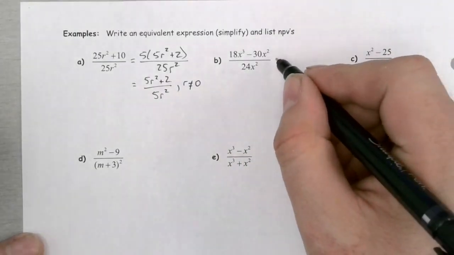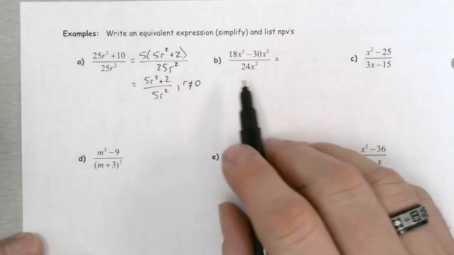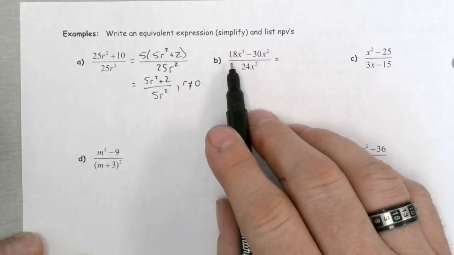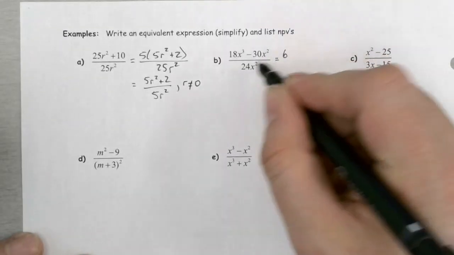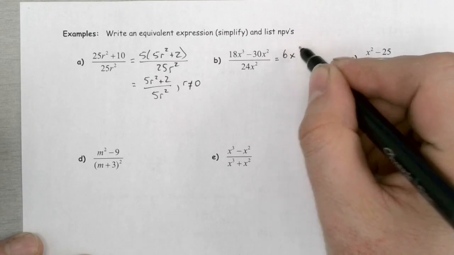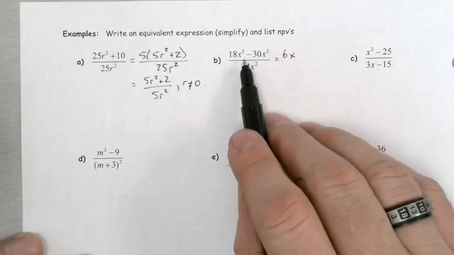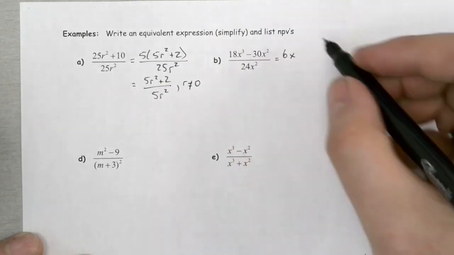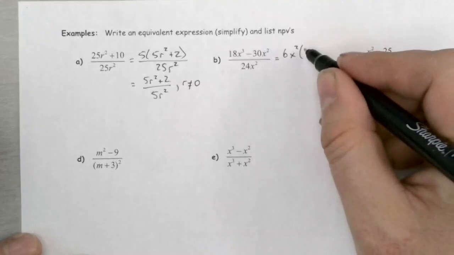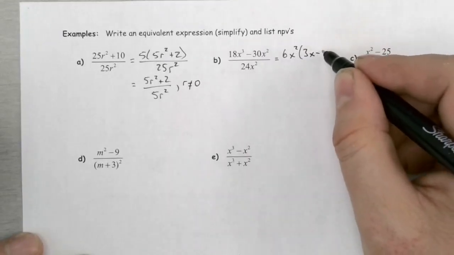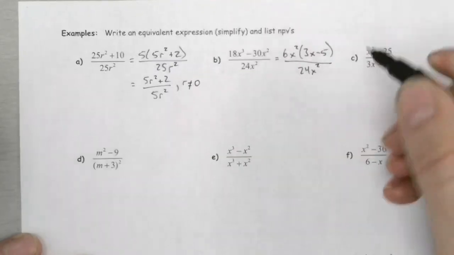Up here for this one, same thing. We want to do some factoring first so that we can cancel some factors. Now in the numerator here, with the 18 and the 30, there is a common factor of 6. And when I look at the x factors here, I've got 2 factors of x here, 3 here, so the common one would be 2. And when I pull out the 6x squared, I'm going to be left with 3x minus 5 over 24x squared.